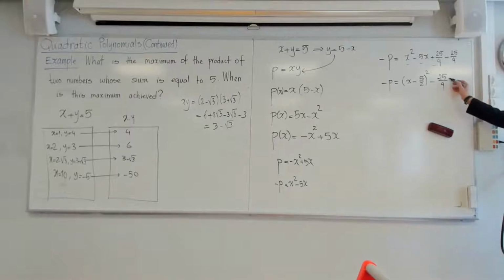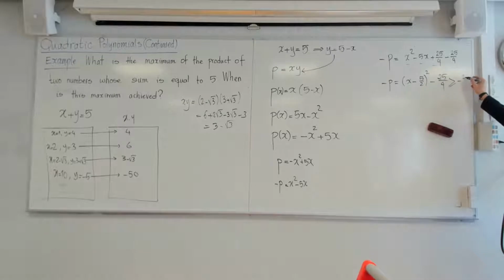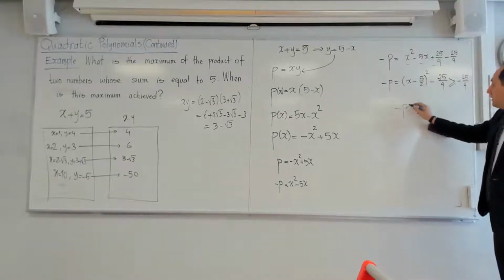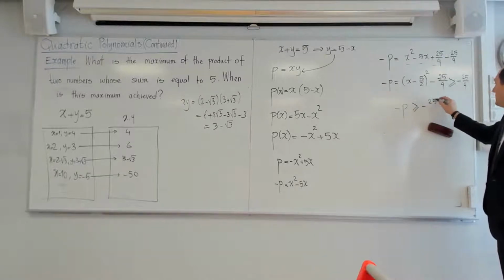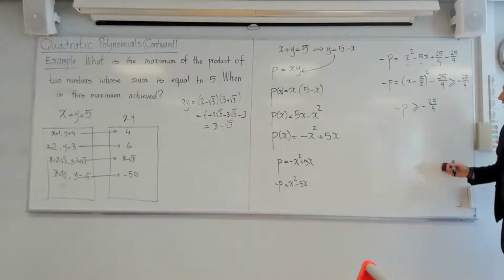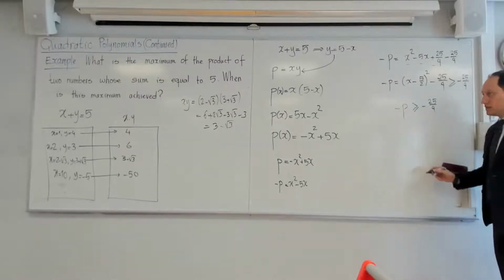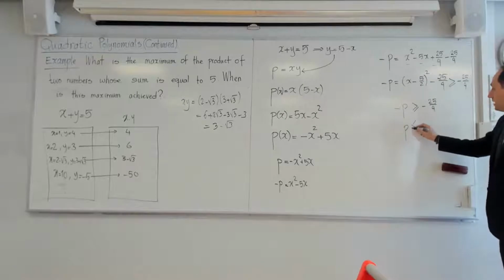But what can I write in front of it? Do you remember? If I have a non-negative value added to this, it is definitely greater than or equal to minus 25 over 4. But this is the value for minus P. I am looking for the value for P itself. So what is the trick? I have to get rid of this minus sign, but I multiplied both sides by a negative sign. But remember, when you multiply by a negative sign, you need to flip the sign, yes? So this becomes P is less than or equal to 25 over 4.